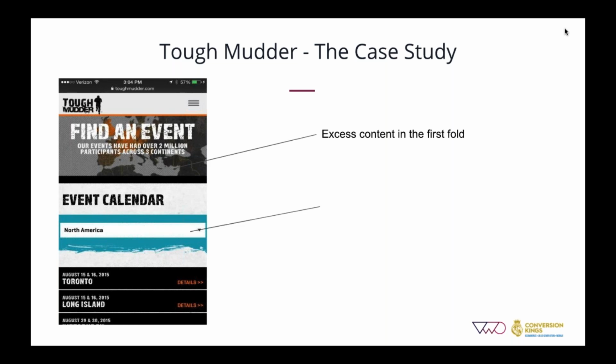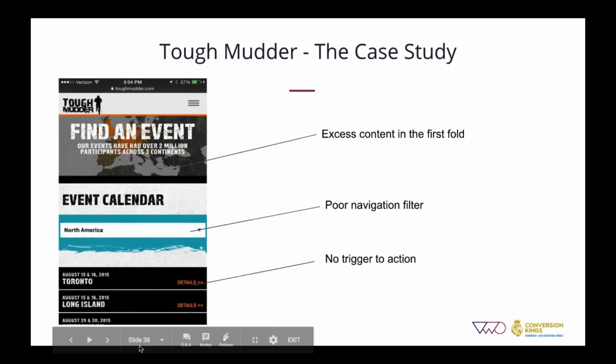Then we discussed the filtration part. Maybe the users are finding it difficult to get to the right event for them. So we thought we should redesign and build a much better filter for them. And then the third point, the psychological cue, which I was discussing: there was no trigger to action. There was no sense of urgency for the user to make a conversion or to get deeper down into the funnel.